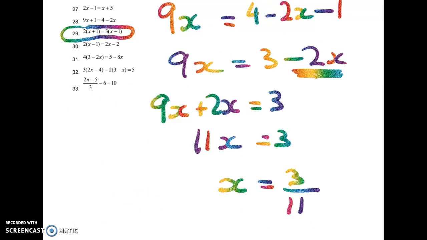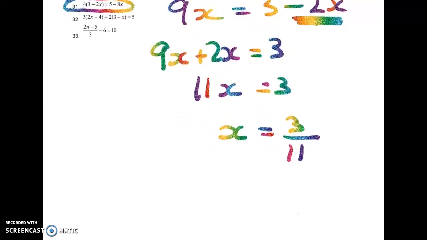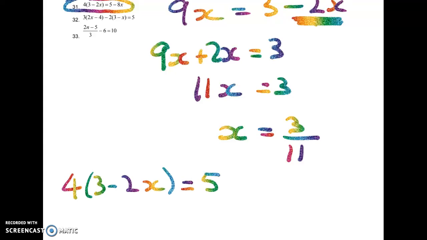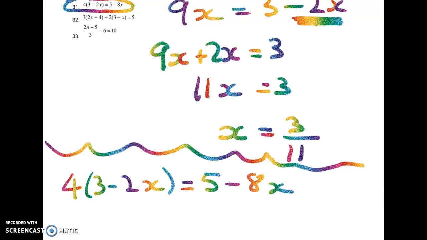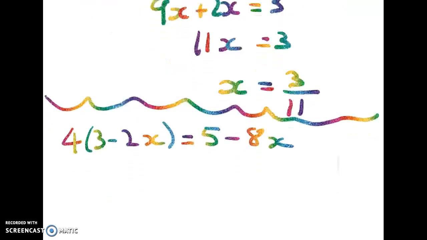Let's go on to the one after it, because I think you're going to find that's number 30. Oh, let's do number 31. Right, I need a little bit of room. So number 31 goes like this. I've got 4 times (3 minus 2x) is equal to 5 minus 8x. This also looks like it's going to be an interesting one.